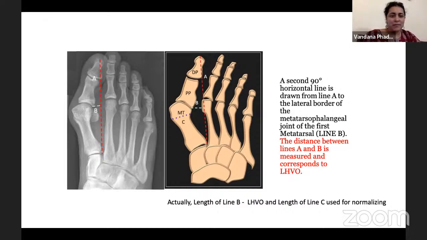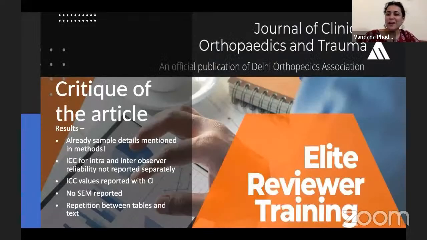So there are some basic, very simple mistakes also in the methodology that was explained. Then there was some repetition between graphs and text, between methods and results, because I think the sample was described in the methods before it was described in the results. A big problem was that ICC was not reported with any confidence intervals. Dr. Gayatri, is it mandatory to report confidence intervals for any measure that you're doing, be it differences, be it ICCs? Is it just good practice or is it almost mandatory?